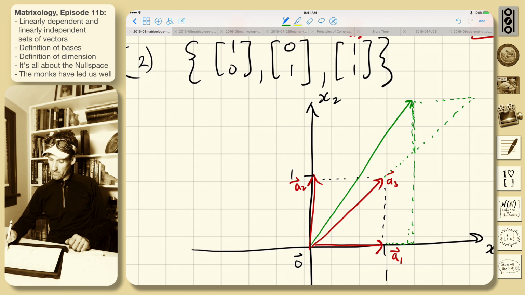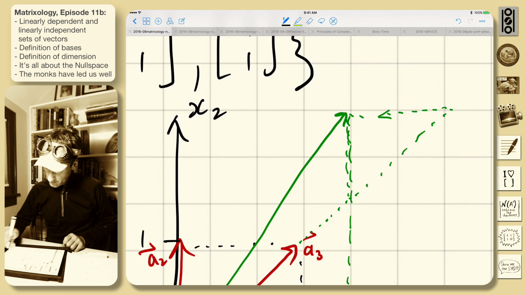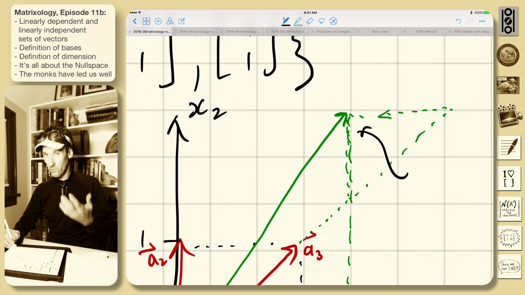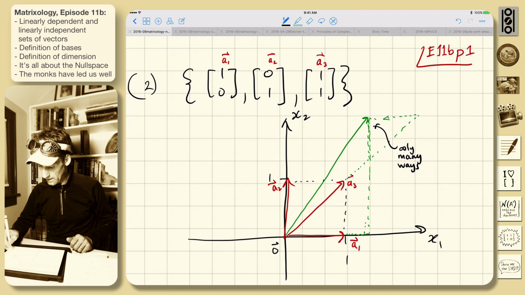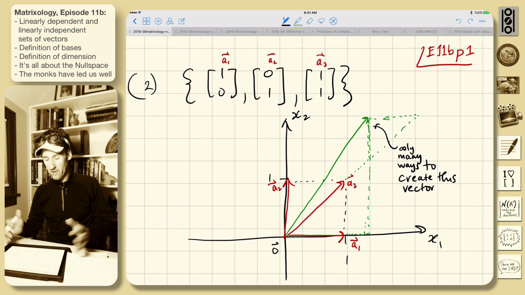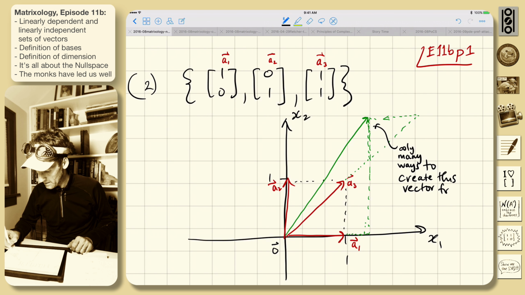So there are many ways, right? And in fact, you should guess infinitely many ways to create this vector. This vector as a linear superposition of these other 3, right? Or a linear combination. Let us write all the words. A linear combination of A1, A2, and A3.